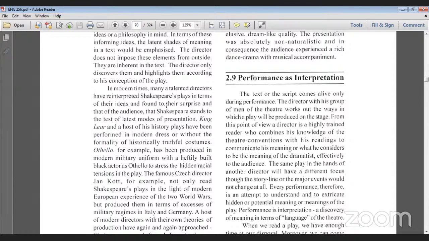The storyline or the major event would not change at all. Every performance therefore is an attempt to understand and to extricate hidden or potential meaning of the play.